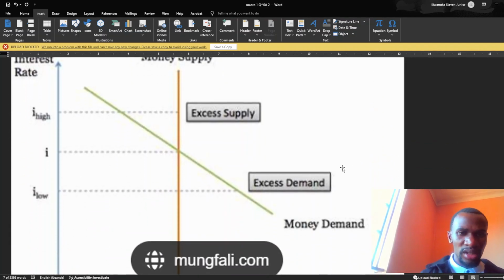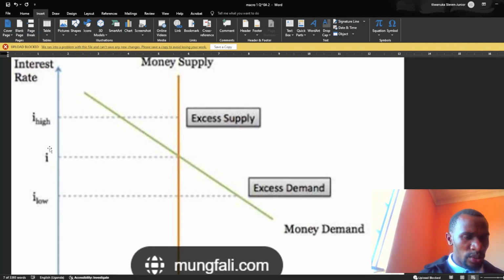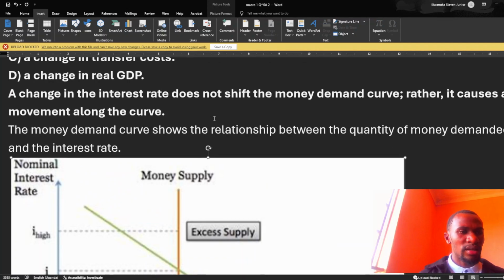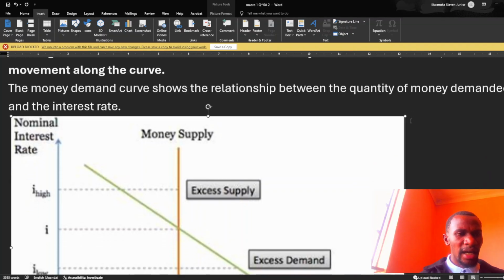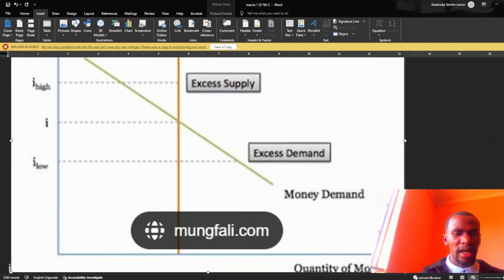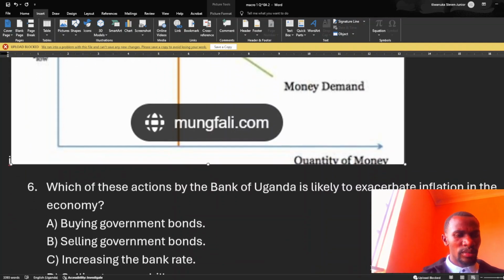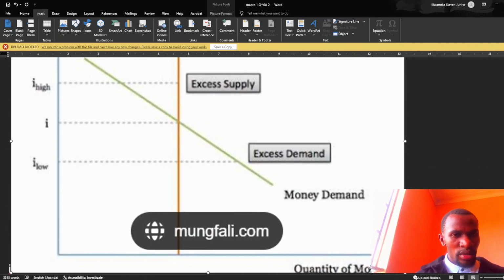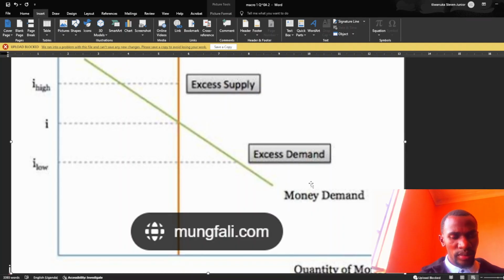Why? Because from this graph, this is our money demand here. Now, if the interest rate here on the left increases, what will happen? This money demand will not shift, it will either go up or come down, but a shift would mean transferring from this position to another position. The money demand curve shows the relationship between quantity of money demanded and the interest rate. So it doesn't cause a shift.